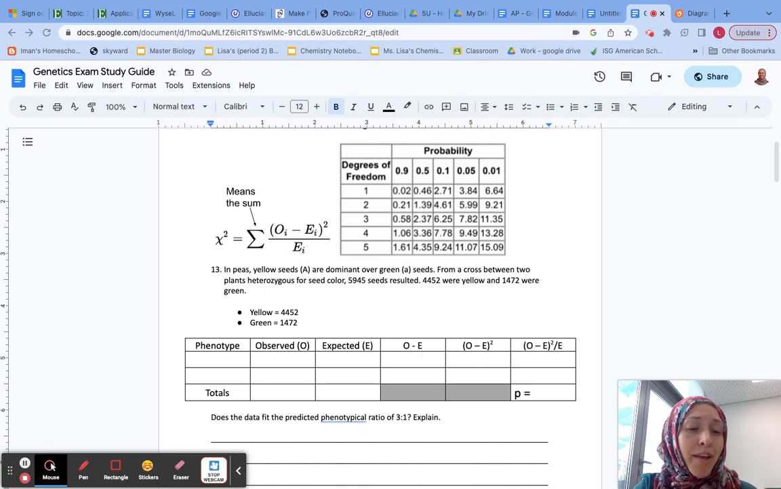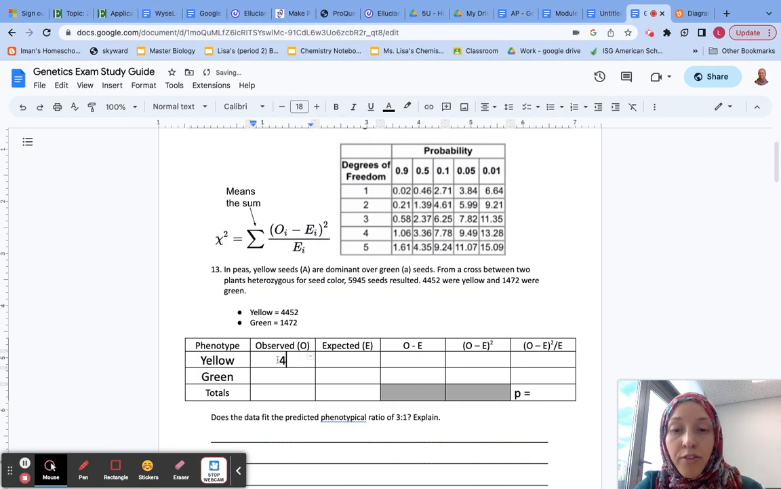Okay, so first I have this table here. I'm just going to plug in what I know from the question. So what are my phenotypes that I have? I have yellow seeds and green seeds. Okay, and I'm given some data for yellow and green. Since these were the results of an actual cross that actually happened, I know this is what I observed. It's not necessarily what I expected, but it's what I observed.